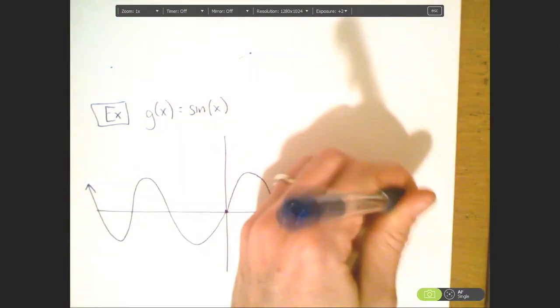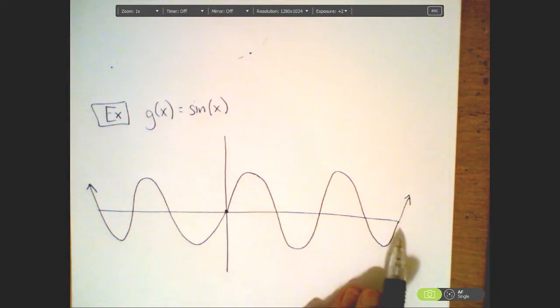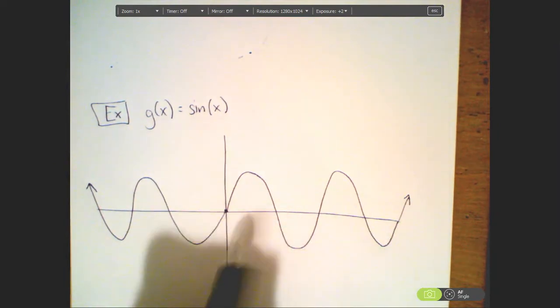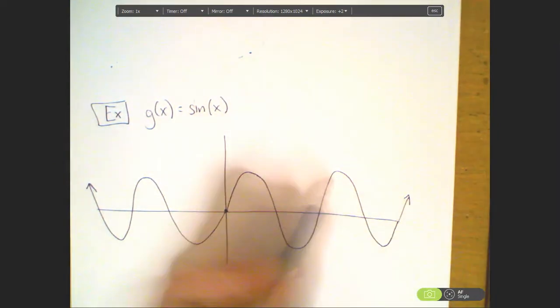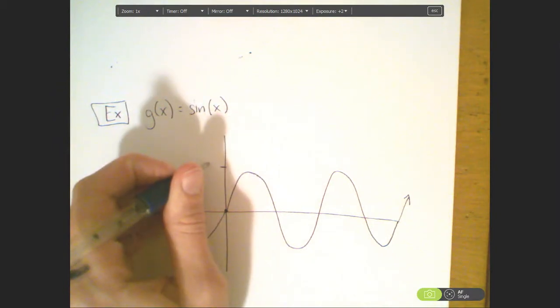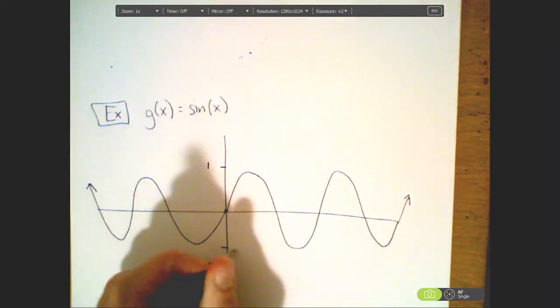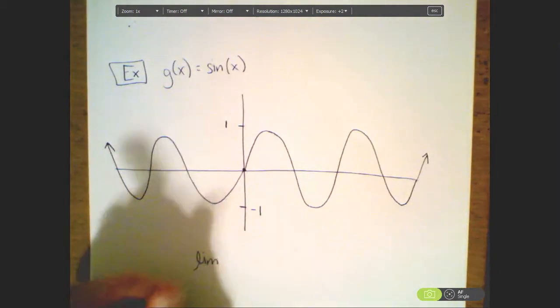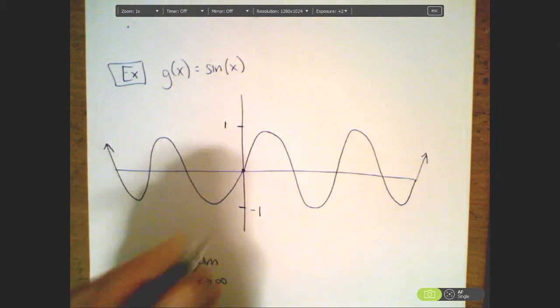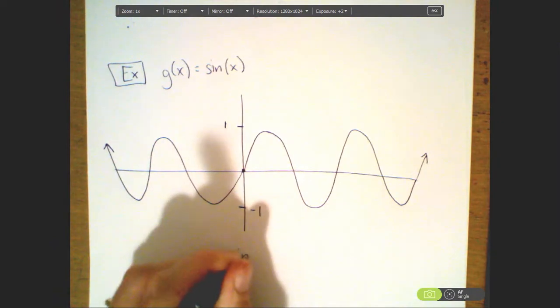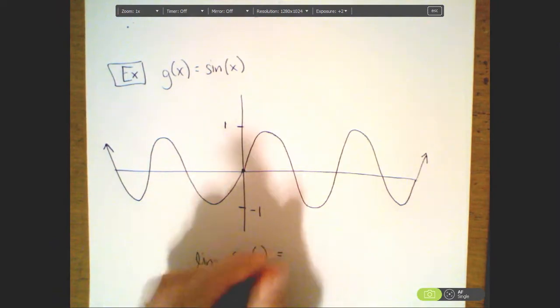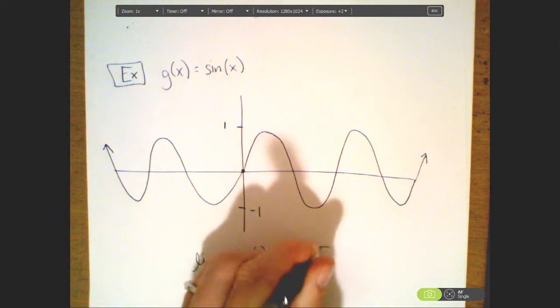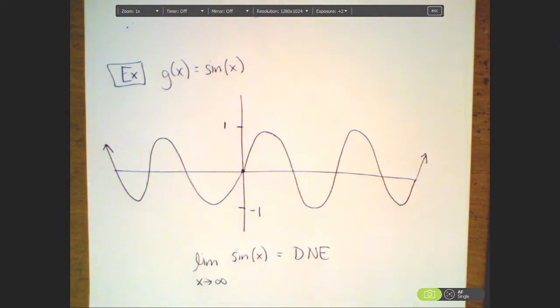It doesn't have a horizontal asymptote, and it also doesn't have a limit at infinity, because you see that no matter how far we go out, we're always going to bounce back and forth between a y value of 1 and -1. And so in this case, the limit as x approaches infinity for this function, sine of x, does not exist, because it doesn't approach one single value. It just wavers back and forth between a set of values.